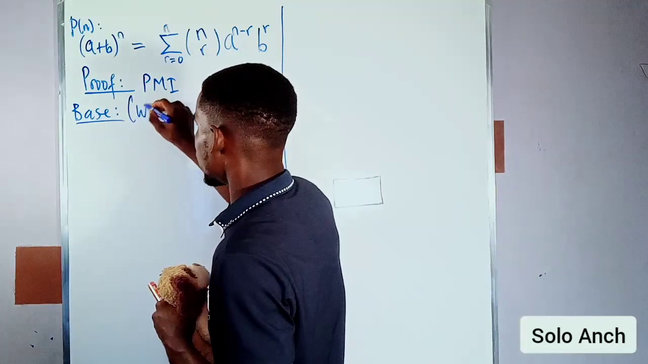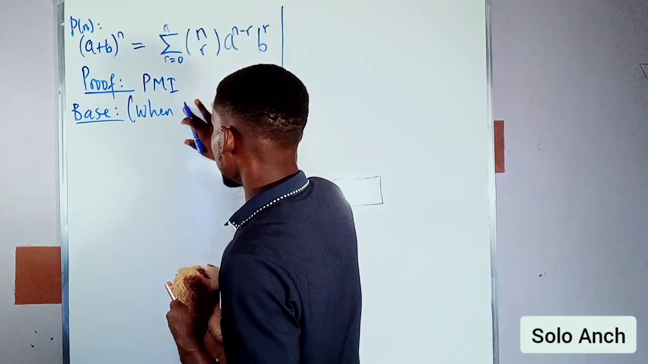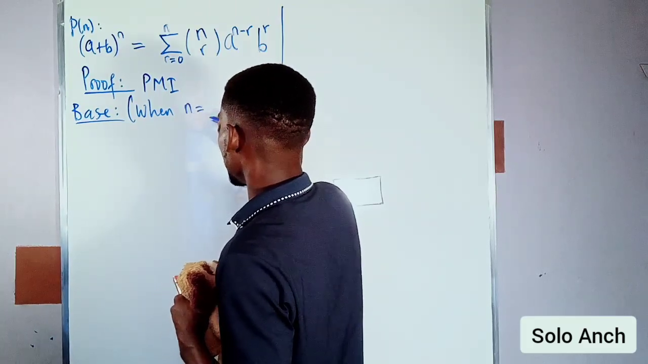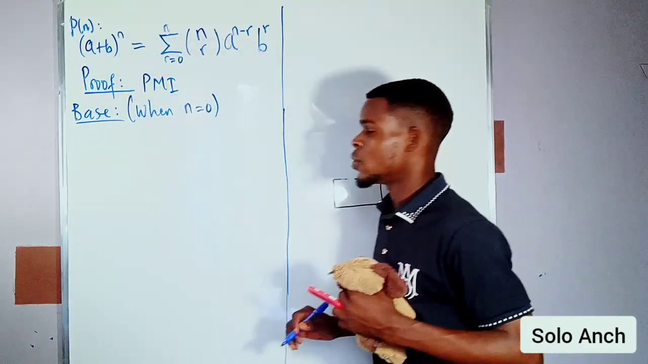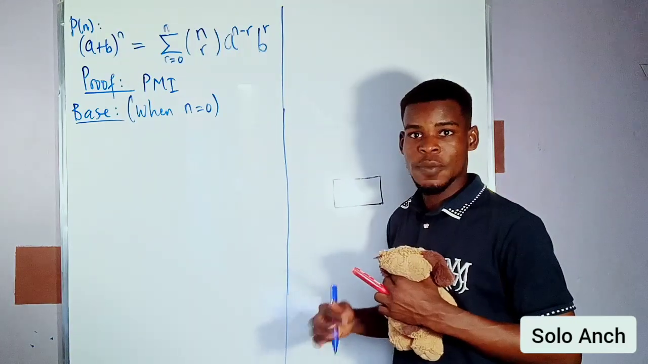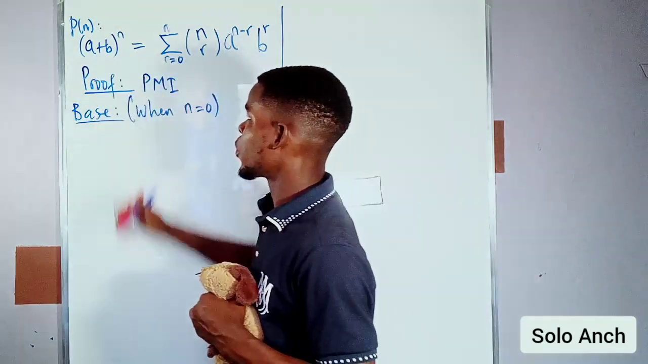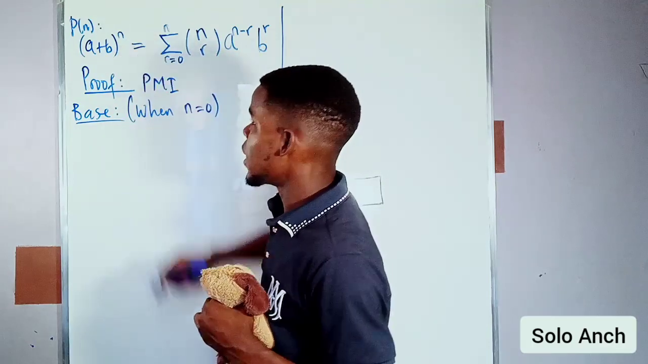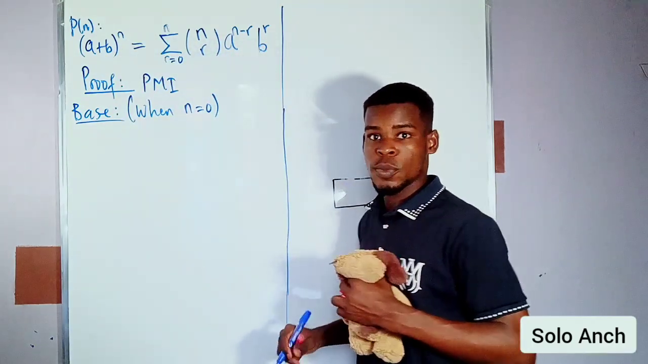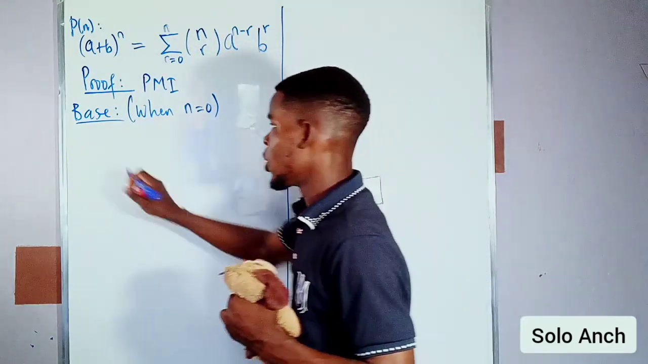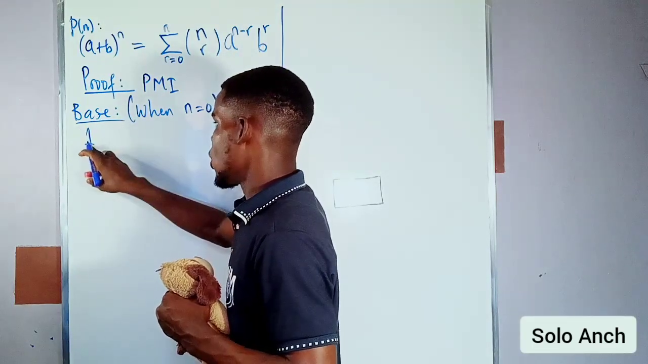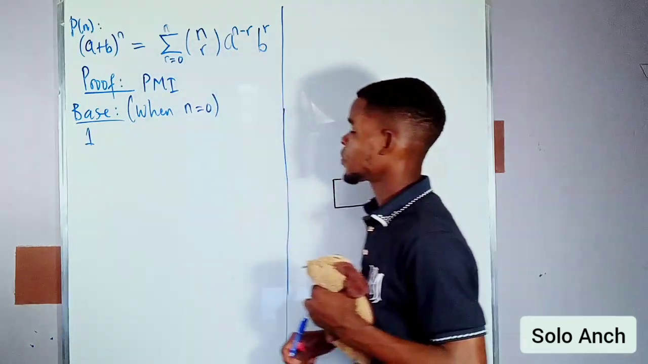So when n is 0, which is the first element in the set of non-negative integers, what happens? Will the left hand side and the right hand side be the same? We're going to replace n here with 0. On the left hand side, a plus b raised to the power of 0, the result will just be 1. So we have 1 there on the left hand side. Let's see what the right hand side will be.